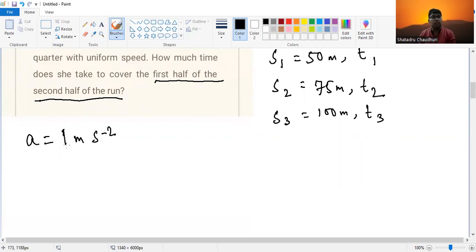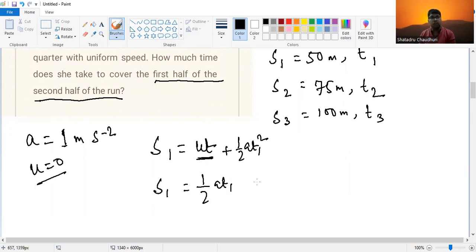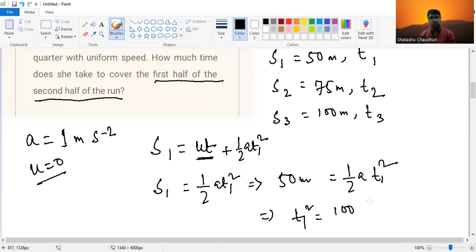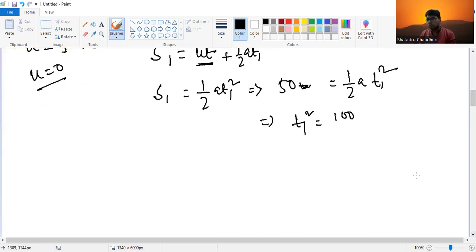So, if this is the acceleration of the body, then if I use the formula s1 equals ut plus half a t1 square. Now, initially I am considering the initial velocity u to be 0, the body started from rest. So s1 equals half a t1 square, or 50 meter equals half a t1 square. Here a is 1, so eventually t1 square equals 100.